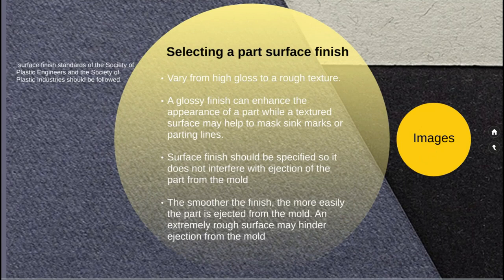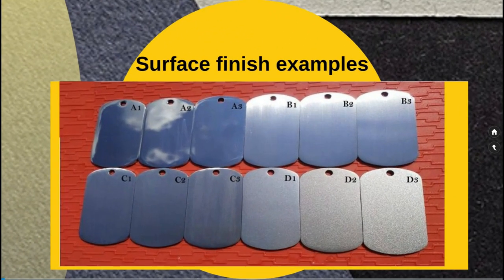Surface finish should be specified so it does not interfere with the ejection of the part from the mold. The smoother the finish, the more easily the part is ejected from the mold, and an extremely rough surface will cause difficulty to remove the part during the ejection process. We'll see some of the images. So you can see the plastic pieces, which show exactly the different levels of surface finish from glossy to texture.